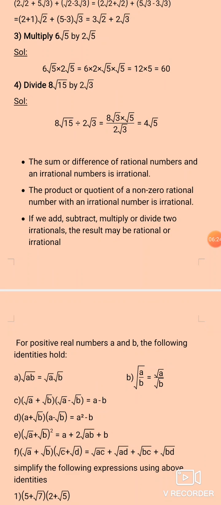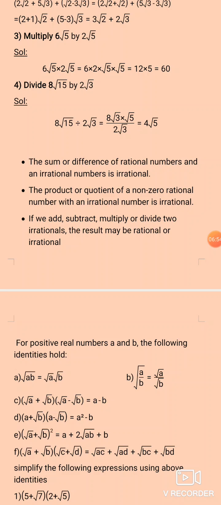We know different identities that we have studied in the lower classes. So listen carefully here, the identities. For positive real numbers a and b, the following identities hold. Root a into b is equal to root a into root b. Second one, root a by b is what? Root a by root b. The next, root a plus root b into root a minus root b. A plus b into a minus b, what? A square minus b square.